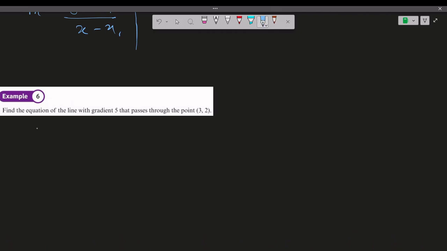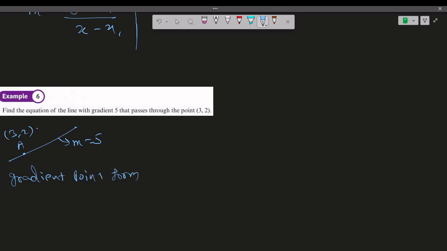So here we have a question. Find the equation of the line whose gradient is this and which passes through this point. Here this is point A whose coordinates are 3, 2, and the gradient is m equals 5. So we have the gradient and we have the point, so I will apply the gradient-point form.